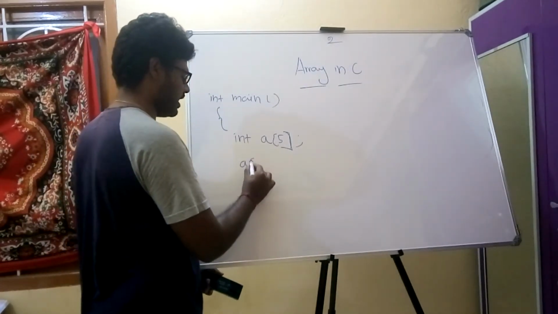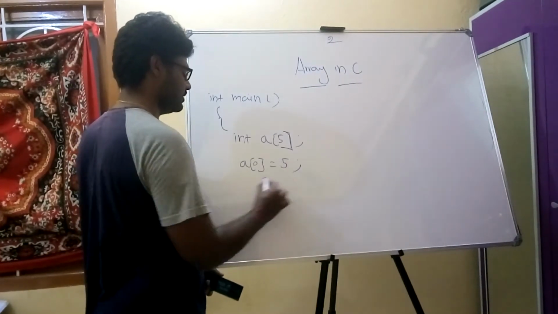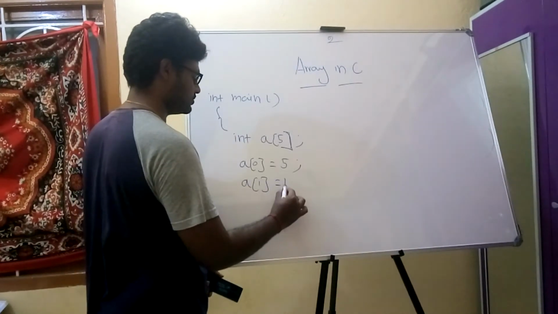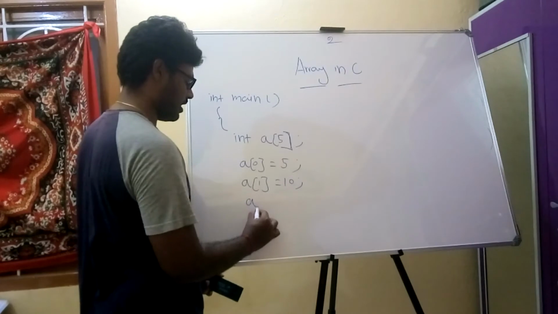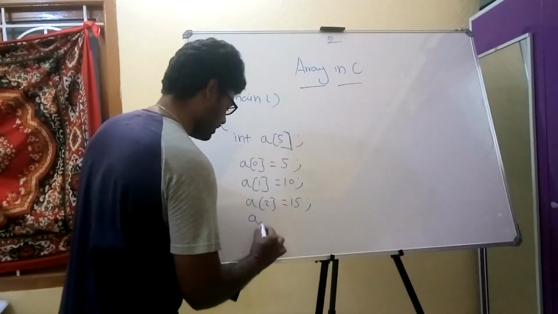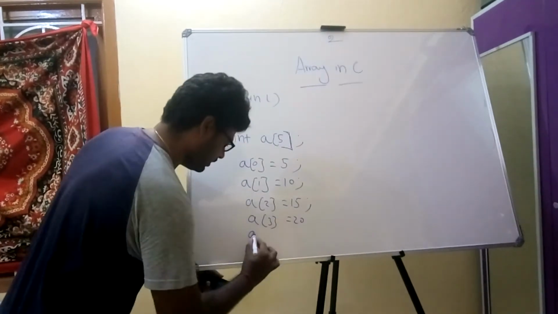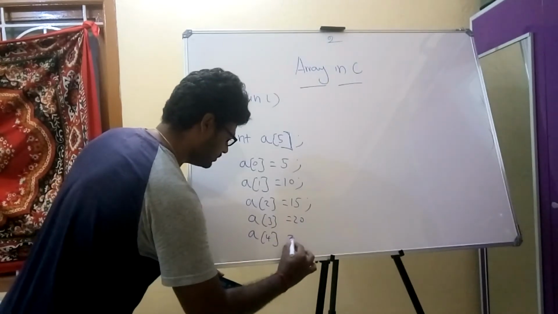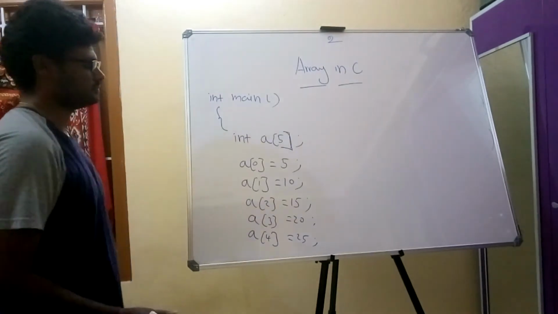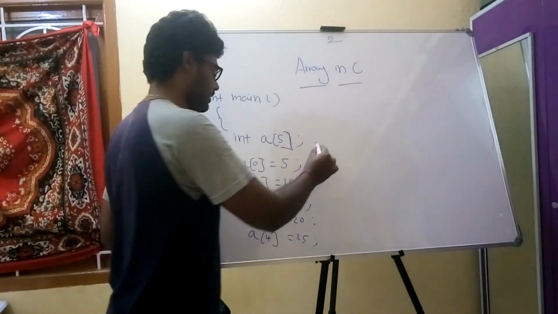Okay, in a[0] I'm going to store the value 5. In a[1] I'm going to store the value 10. In a[2] I'm going to store the value 15. In a[3], 20. a[4], 25. Okay, this way we can give values to an array.